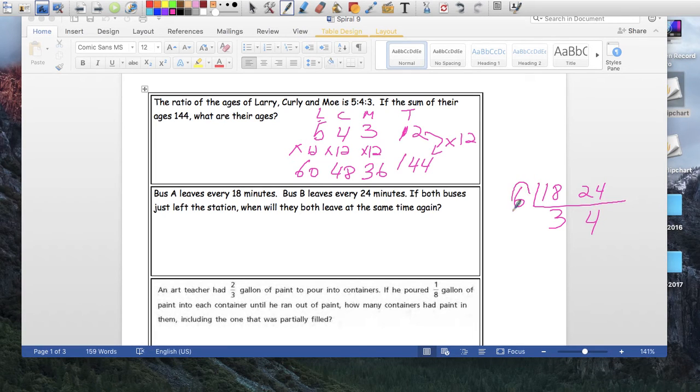So for the LCM, we circle this, and it looks like an M. It's going to be the product of these three numbers. So 6 times 3 times 4. 4 times 3 is 12, and 12 times 6 is 72. In 72 minutes, both buses will be together at the station, leaving the station again. Okay.